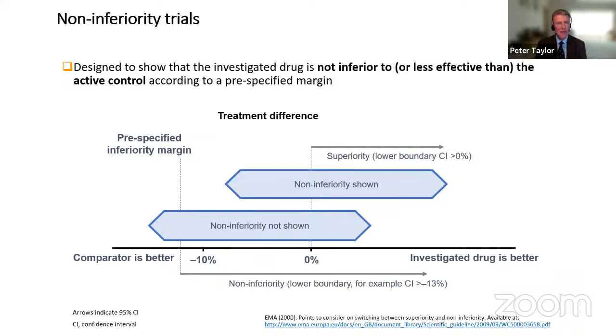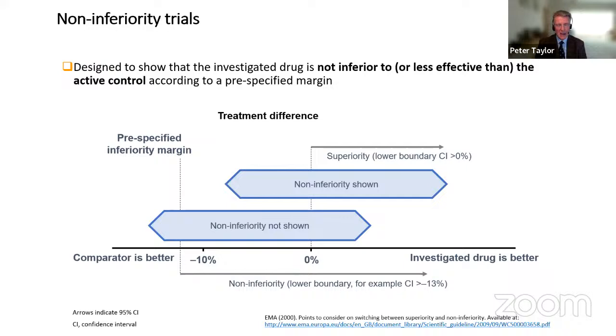So let's kick off with non-inferiority trials. These are designed to show that the investigated drug is not inferior to, or in any way less effective than, the active control according to a pre-specified margin. So it's very important to choose what that margin is. And in fact, you'll notice in this example that you have a pre-specified inferiority margin of, let's say, minus 13%. Now, why choose 13% less efficacious than no difference? Well, the reason for this is that it's looking at the detectable difference based on the variation in measurement of, say, an ACR20 measure, the difference between the placebo and an active drug that might be expected, and the variability between different investigator measures. And that helps determine this minus 13%.